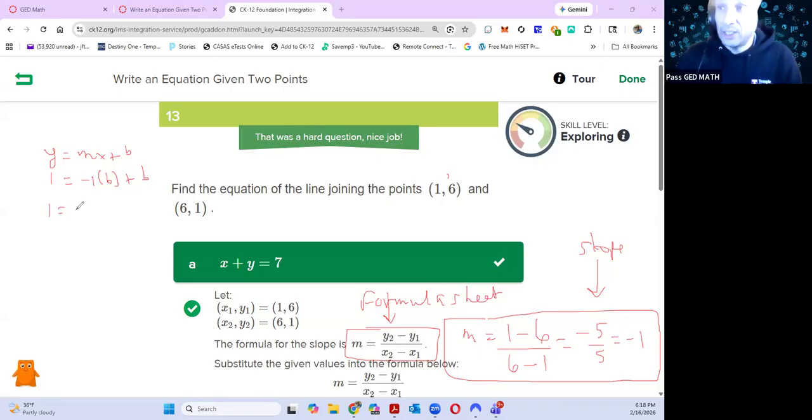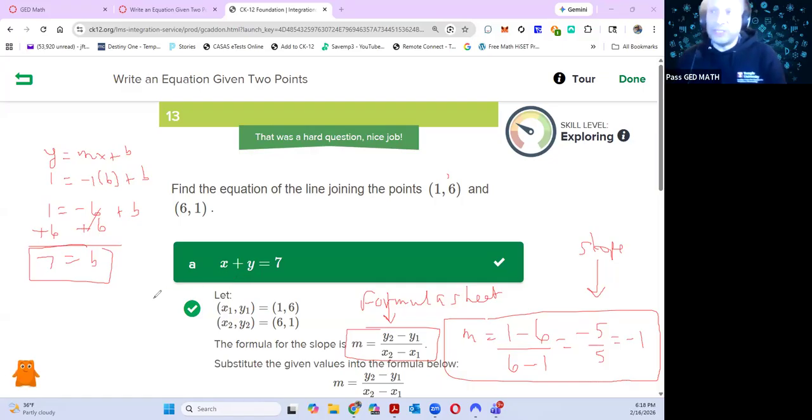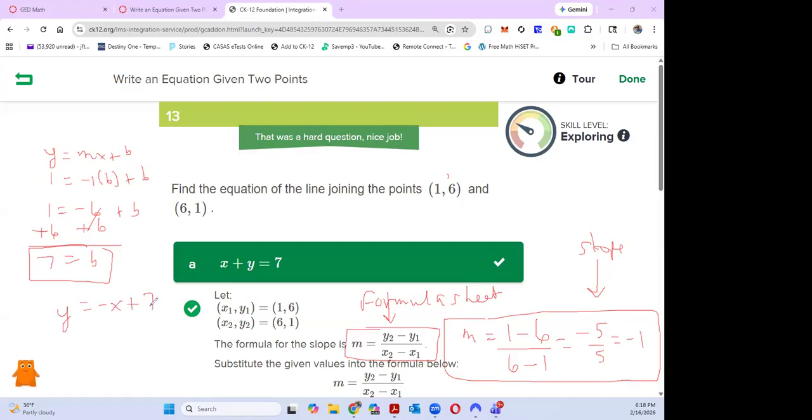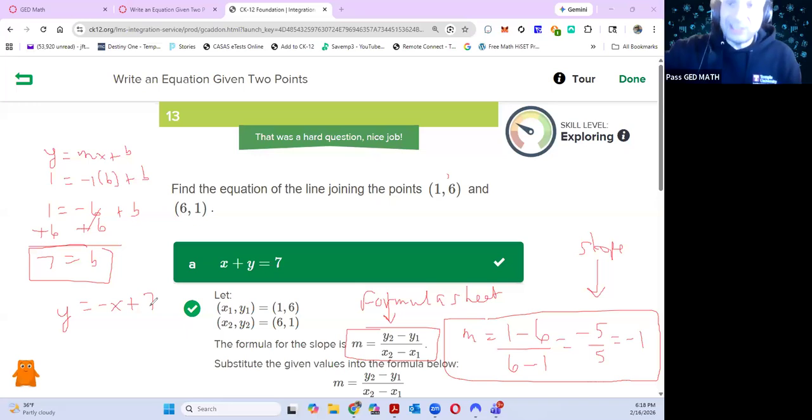So we get 1 equals -6 plus b. In order to get b by itself, we add 6 to both sides. We get 7 is equal to b. So we got our y-intercept. We have our slope is -1. y equals -x plus 7. That's slope-intercept form. The problem in this one is that they gave us standard form. So how do we go from slope-intercept form to standard form? Add this x to both sides.